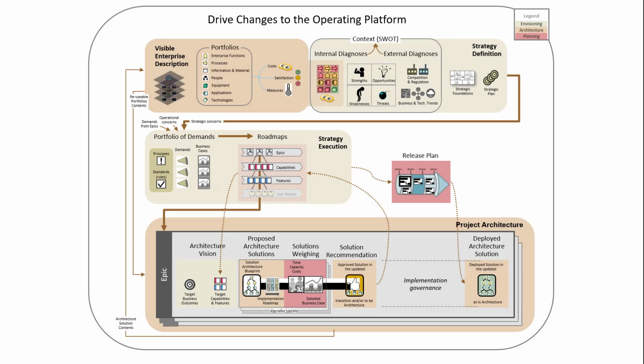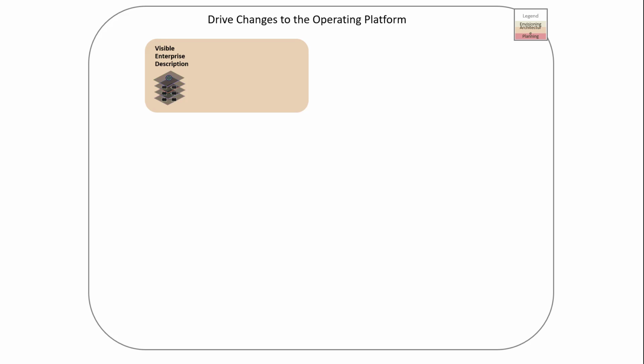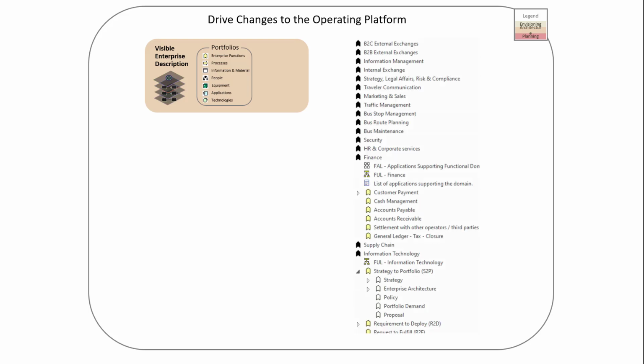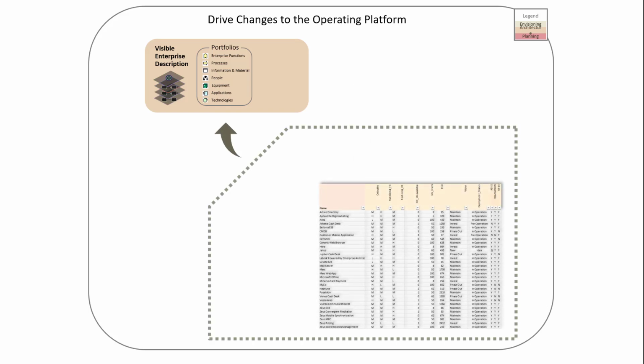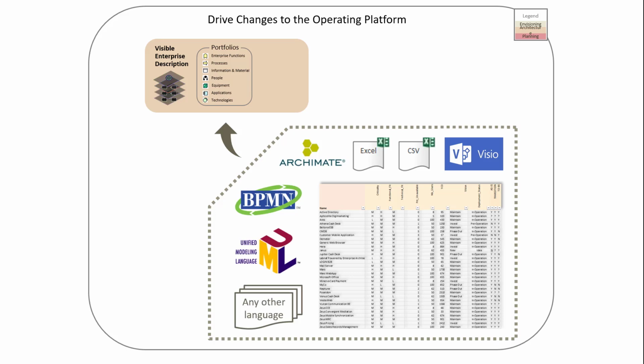Let's go through the transformation process step by step. As a first step, you describe your enterprise. You populate architecture portfolios with elements that your operating model is made of. You can import information from other tools and other languages.